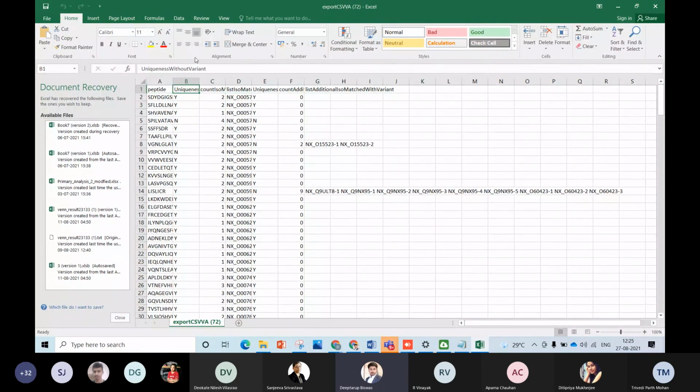This one means uniqueness without variance, that is, if there is no variance for this particular peptide, and this is uniqueness with variance. So there might be some protein which will be yes over here, but no over here, right? Also, this gives you an idea of how many isoforms there are and what these isoforms are. So this is a very important table.